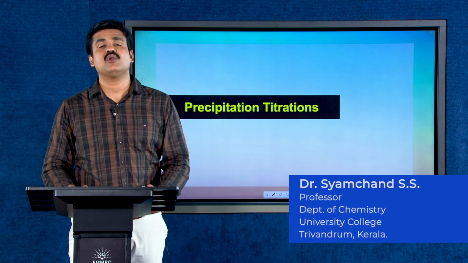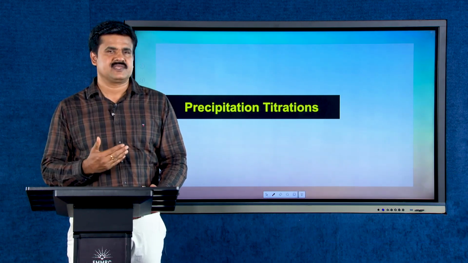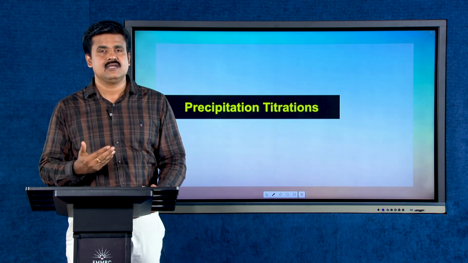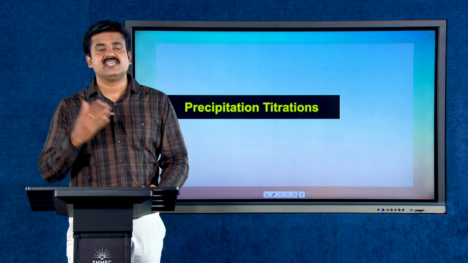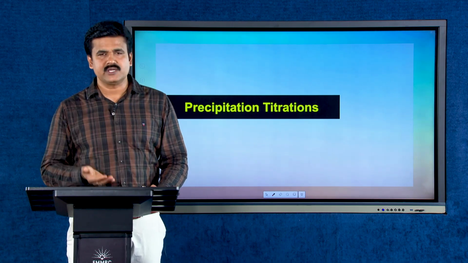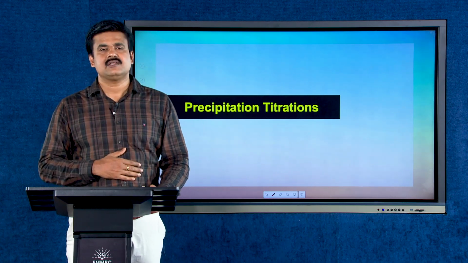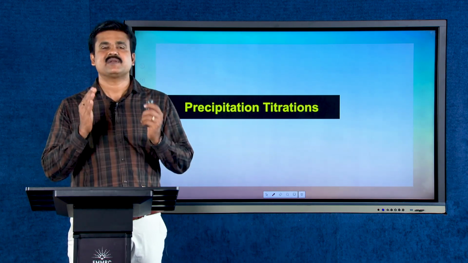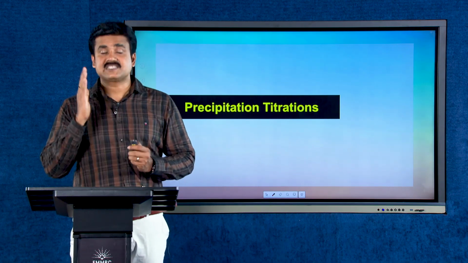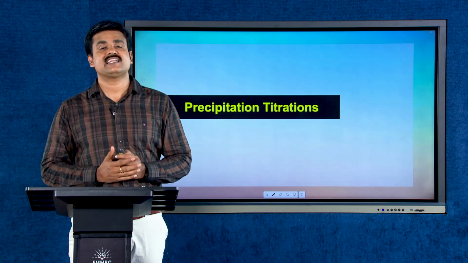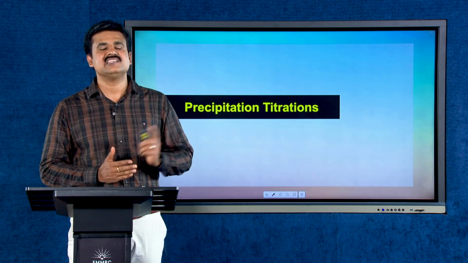We heard about volumetric analysis. Volumetric analysis is a quantitative chemical analysis in which we find out the concentration of an analyte by measuring the volume. There are several types of titrations in volumetric analysis. These include acid-base titration, redox titration, precipitation titration, complexometric titration, etc. The present module is intended to discuss two types of titrations: precipitation titration and complexometric titration, out of which we are focusing on precipitation titration in this part.